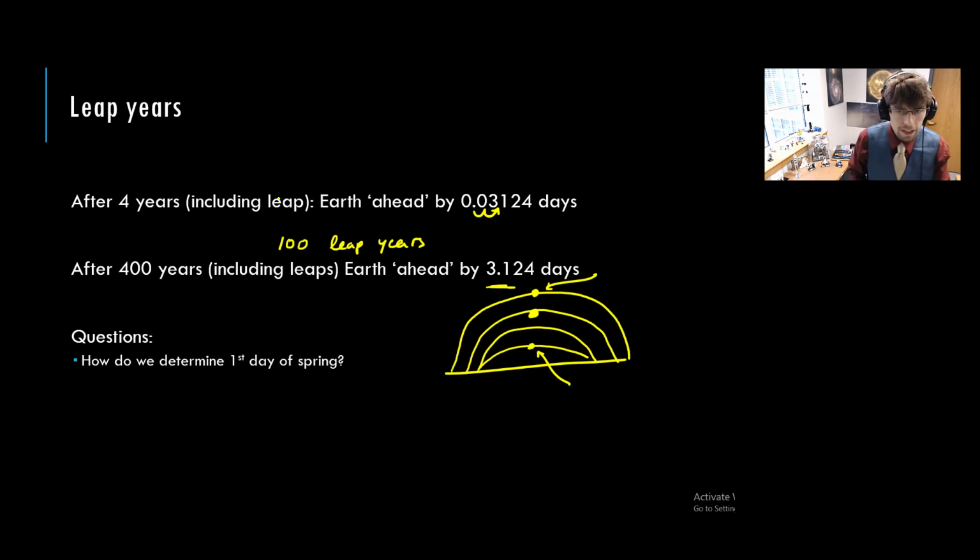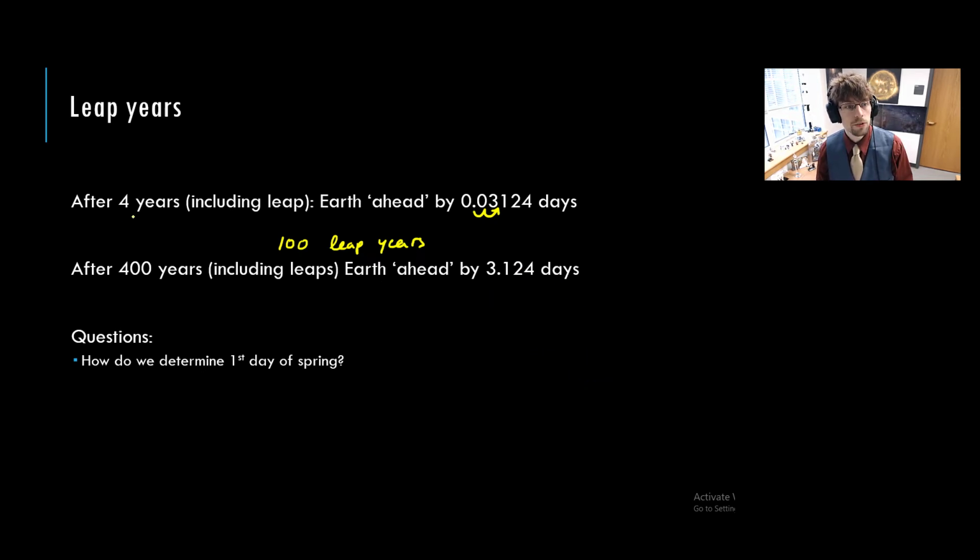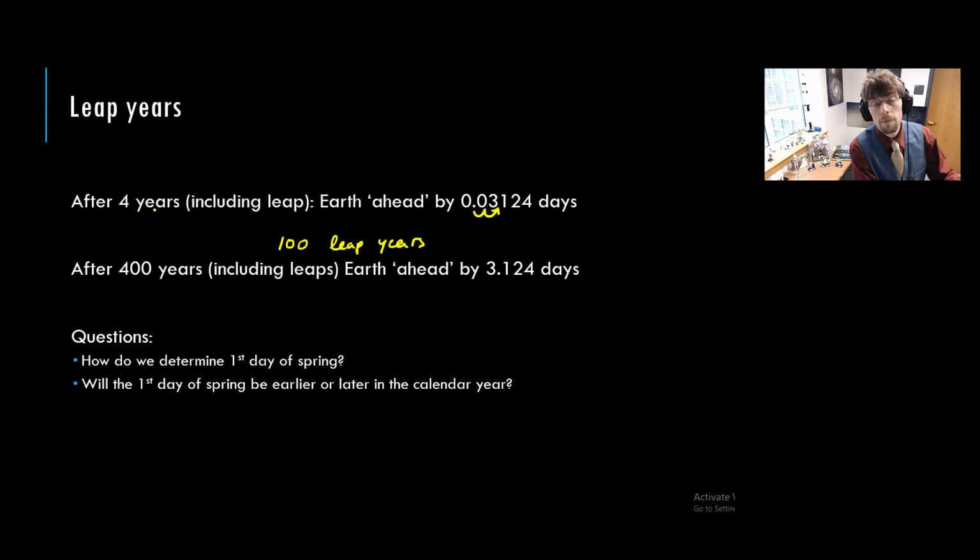So, if I'm thinking about this problem, for every 400, we'll say 4 years, the Earth is too far ahead in its orbit. So the question then becomes, will the first day of spring be earlier or later in the calendar year? Will the Earth arrive back to the correct position in space too early, according to our calendar, or too late? Good. If the Earth is ahead in its orbit, the first day of spring is going to occur earlier in the calendar.